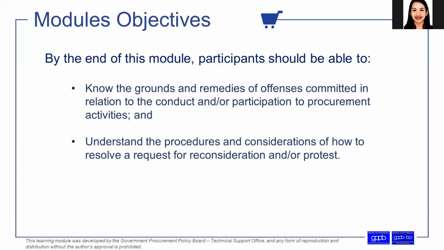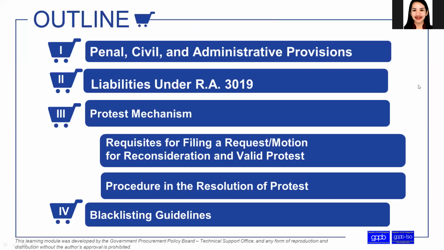So, the outline of our discussion: first, we will discuss the penal, civil, and administrative provisions. In penal, civil, and administrative provisions, dito natin i-emphasize yung threefold liability natin as government employees and officers involved in procurement, as well as yung mga private individuals and even public officers who got themselves involved in these bidding procedures. When we say private individuals, we are referring to your prospective bidders and suppliers. Sila yung iniisip natin na pwedeng ma-involve dito na maging liable.